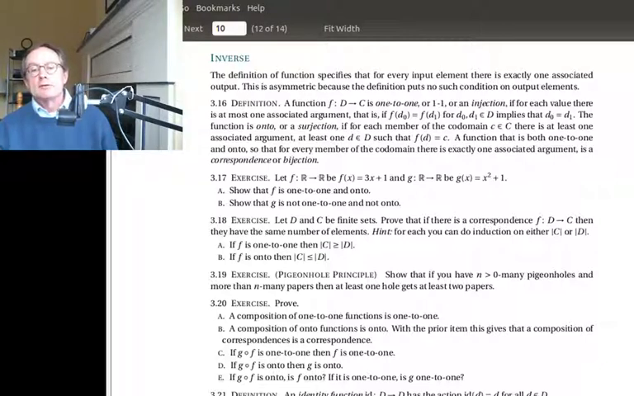B says if f is onto, that's the one you're going to try for homework. If f is onto, then the number of elements in C is less than or equal to the number of elements in D. So if f is both 1 to 1 and onto, that is to say if f is a correspondence, then of course the two sizes are the same. I'm going to have a whack at A, and as the hint suggests, I'm going to do induction on the size of C. Let me do it on a piece of paper.